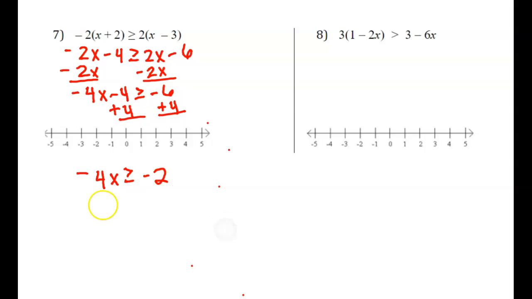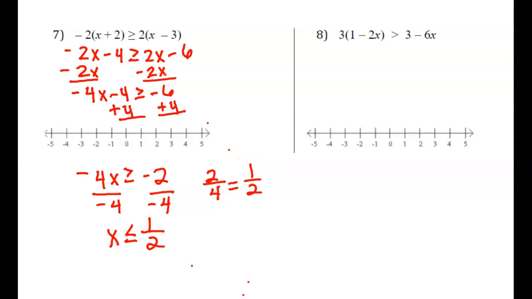Okay. Now I'm going to divide both sides by negative. So here's the key. I'm going to flip it. X is less than or equal to, and -2 over -4 is actually 2/4, which can simplify to be 1/2. All right, so we can graph a fraction on a number line. Let's go between 0 and 1. That's where 1/2 would live. And let's put a colored in circle, and it's everything less than it.